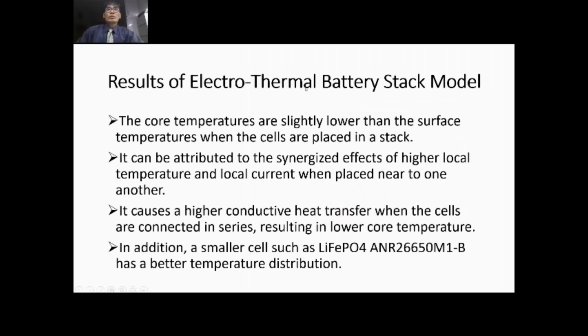In the result of the electro-thermal battery stack model, the core temperature is slightly lower than the surface temperature when the cells are placed in the stack. This can be contributed by the synergy of higher local temperatures and a lower current when placed near one another. It will cause a higher conductive heat transfer when the cells are connected in series, because there is more metal part connected to one another, so the conductive heat transfer will be higher. The core temperature will be lower because heat is conducted away faster. In addition, smaller cells such as lithium iron phosphate ANR26650M1B have better temperature distribution.